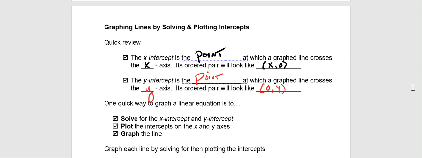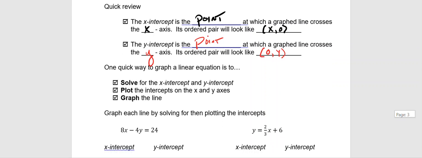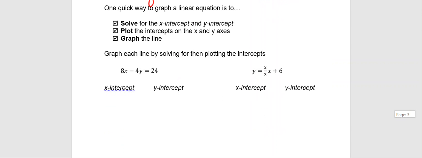Okay, so don't forget, that's just a quick reminder of how we see an x-intercept constructed and where it's located on the coordinate plane, and how a y-intercept is constructed and where it is plotted on the coordinate plane. So what we're going to do now is take that knowledge, solve for those 2 points, plot those 2 points, and ultimately graph the line that results, because we really only need 2 points to graph any given line.